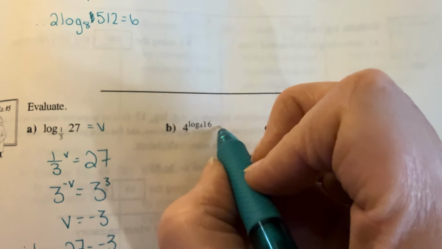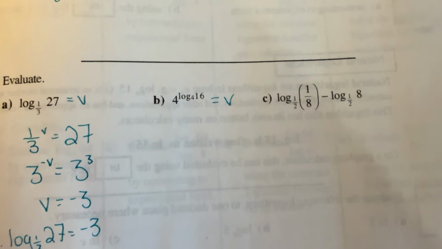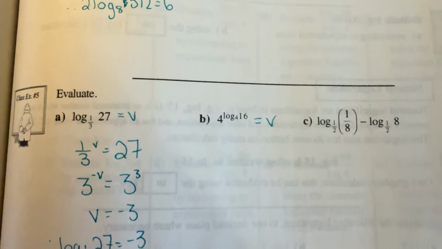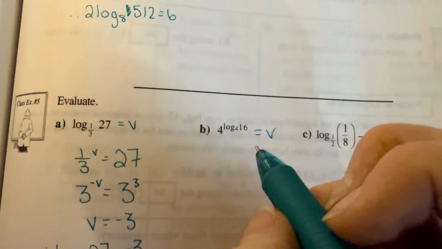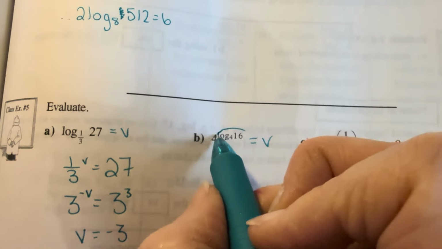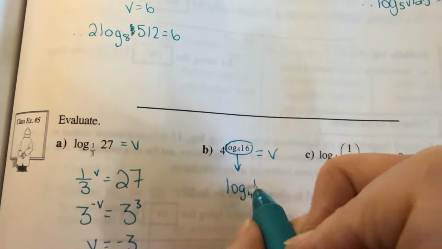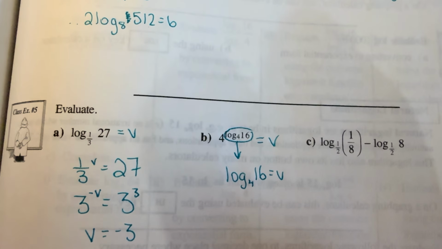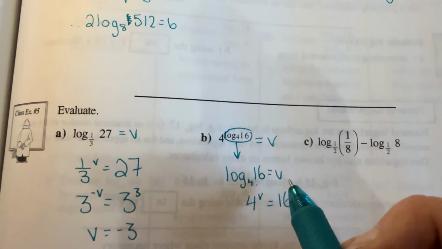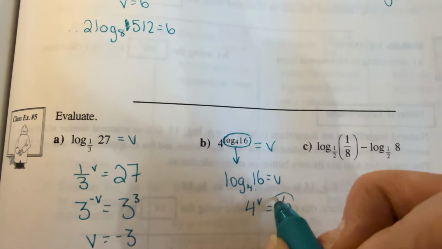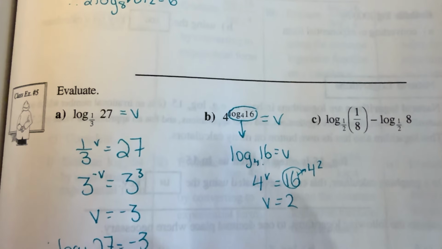So this is still going to be equal to a value, okay? So I would say that, let's write this as a logarithm. Is that what I want to do? Oh no, silly me. Sorry, I'm going to take this first. Okay, I'm going to take this and set it equal to a value. And then I'm going to write it, right? 4 to the power of v is equal to 16. And then 16 is 4 squared. Therefore, v is equal to 2.